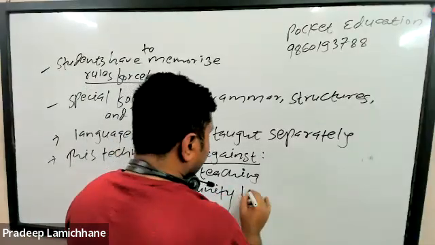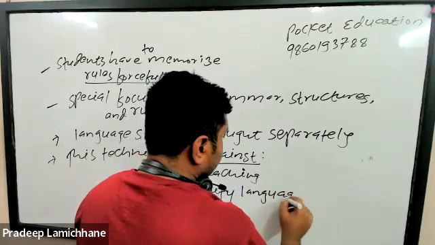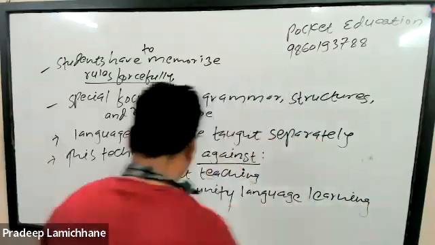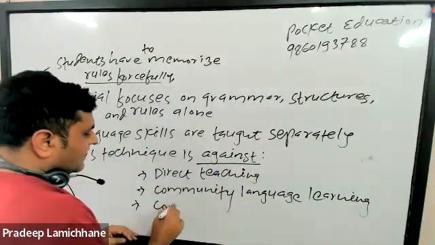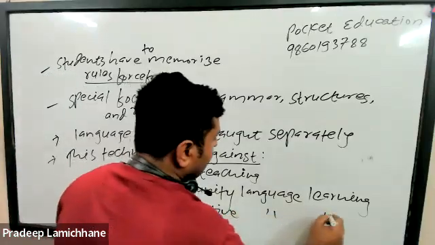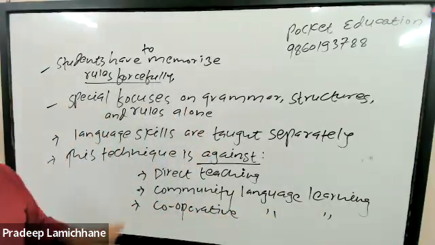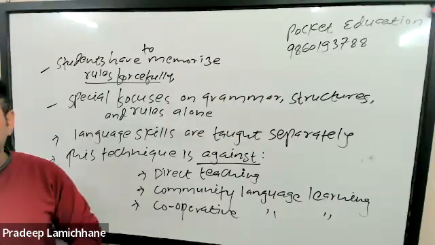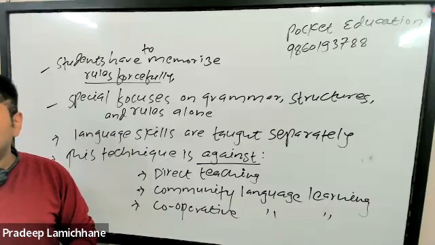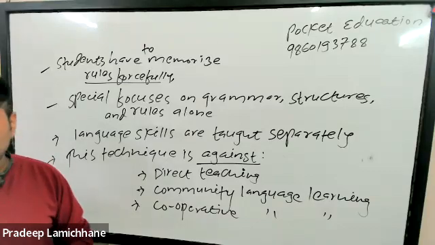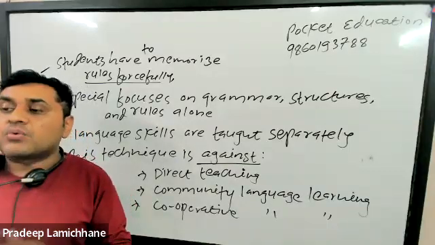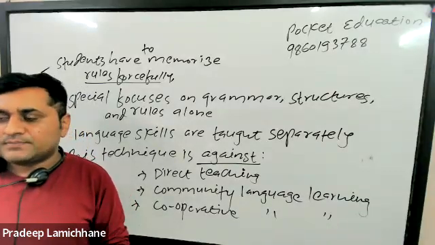It is against community language learning. At the same time, grammar translation method is against cooperative language learning. What is this technique? Grammar translation method is against direct teaching. There is no direct teaching of the second language. The teacher only teaches about the whatness of the second language.